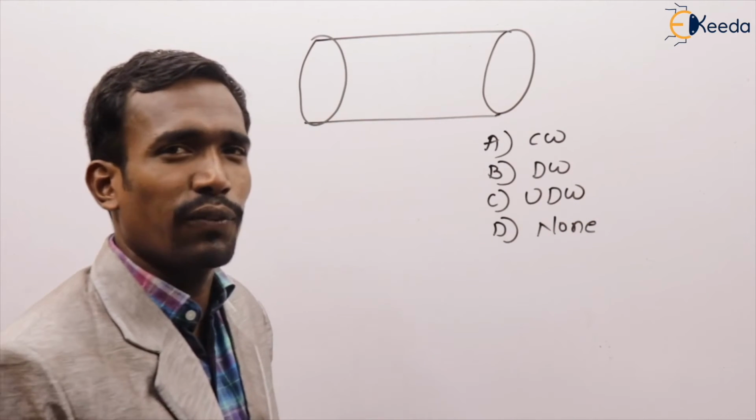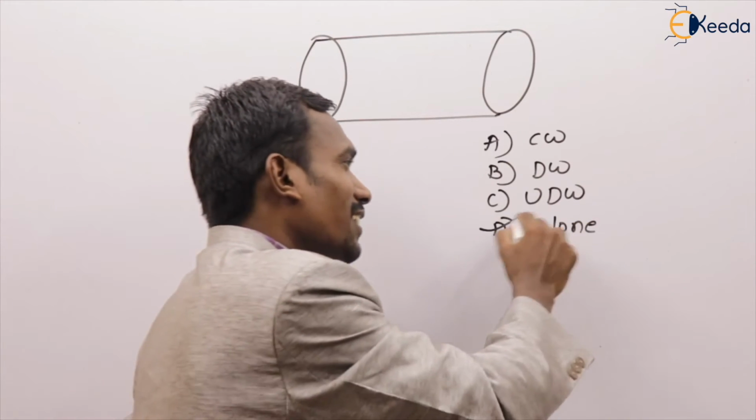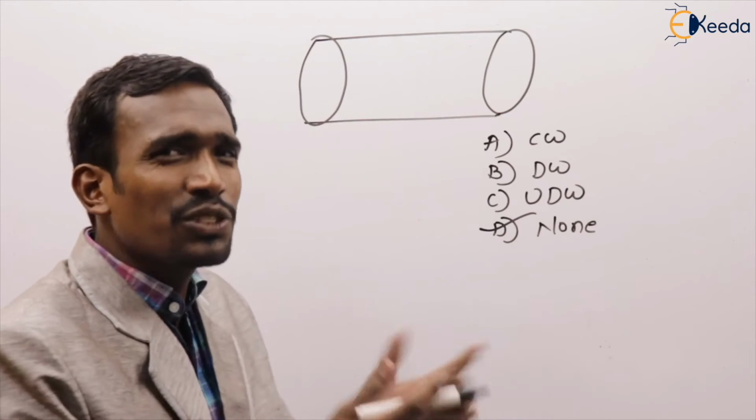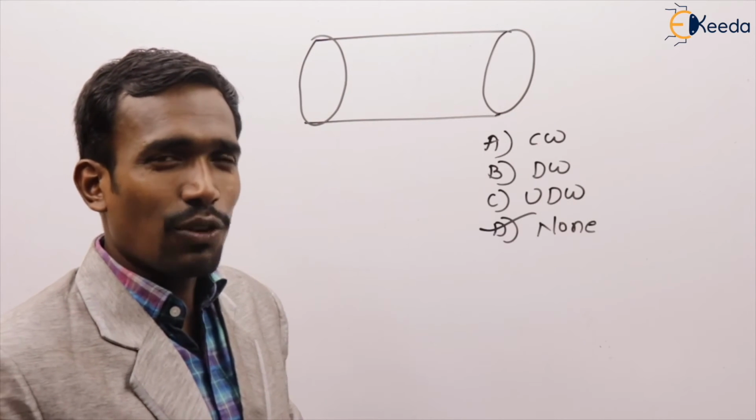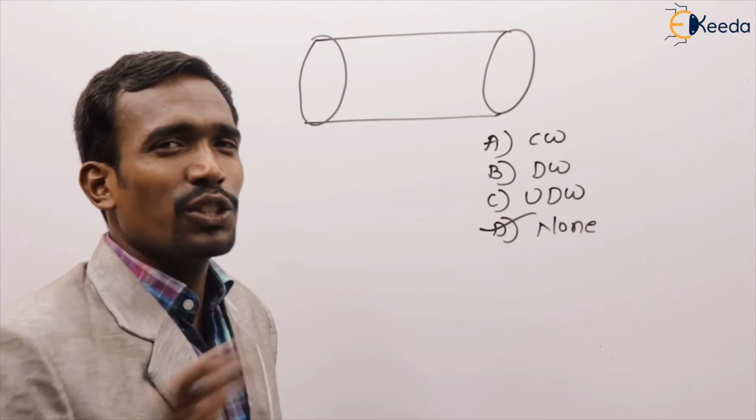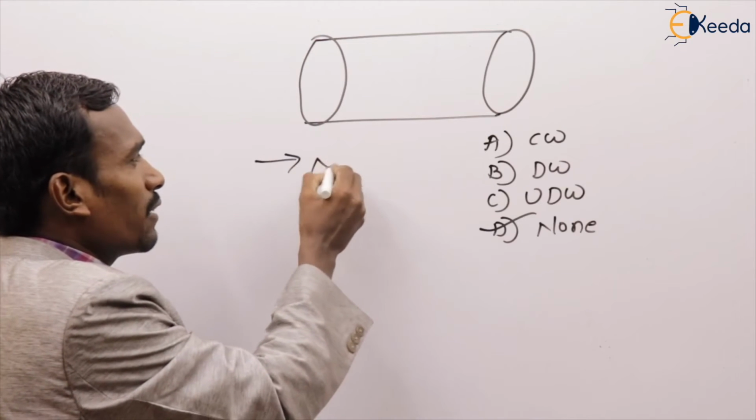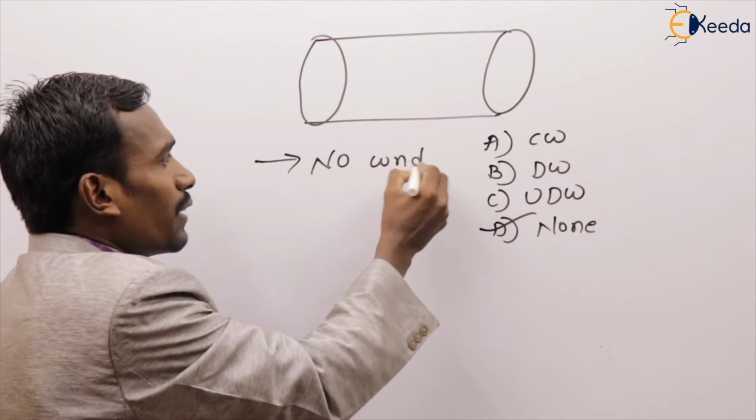Which of the following is preferable? The answer is none of the above. There is no winding, sir. In the squirrel cage induction rotor, we do not use winding.